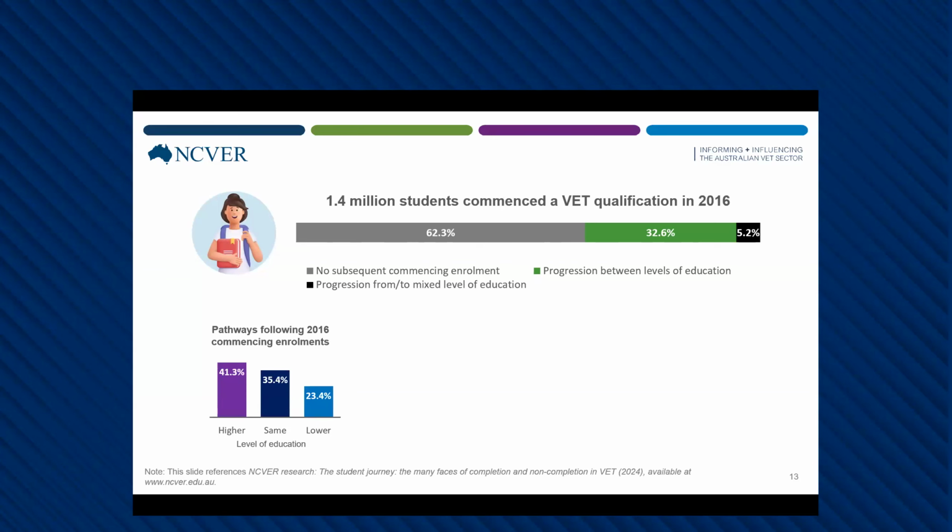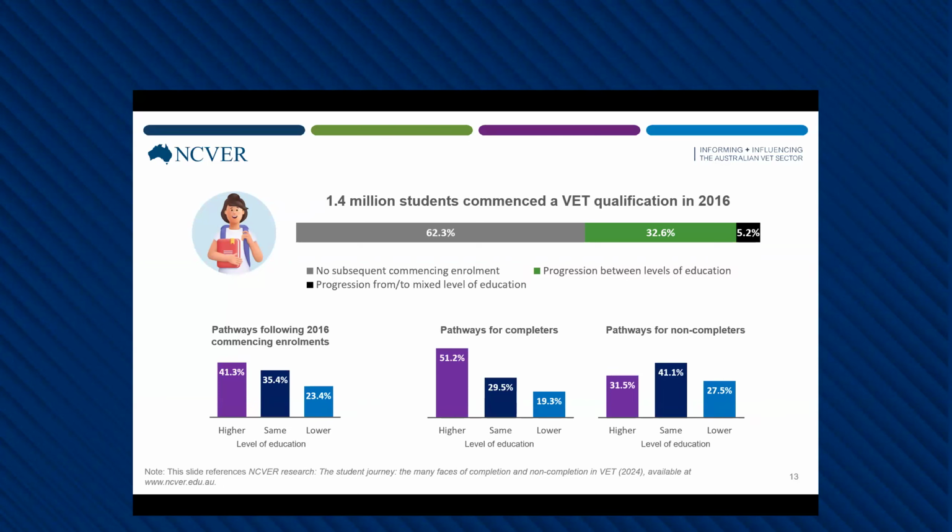What we see here is that less than half of students who went on to another enrollment went on to something at a higher level. So that's the purple bar, 41.3%. Most students were either staying at the same level or going on to something at a lower level. But of course, as I've already hinted at, you could imagine that the pathways might look a bit different for students who completed that initial qualification versus the students who didn't complete their initial qualification.